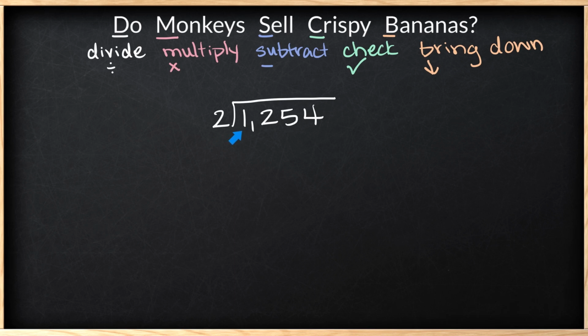I see we have a 1 in the thousandths place. So I will ask myself, how many times can 2 go into 1? 2 is bigger than 1, so it can't go into the 1. So that means I need to move over to my next place value, which is 12. I use my 1 from the thousands and my 2 from the hundreds. How many times can 2 go into 12? Well, 2 can go into 12 6 times.